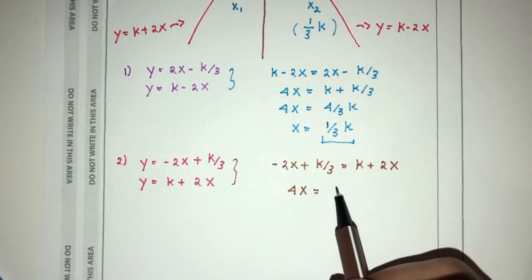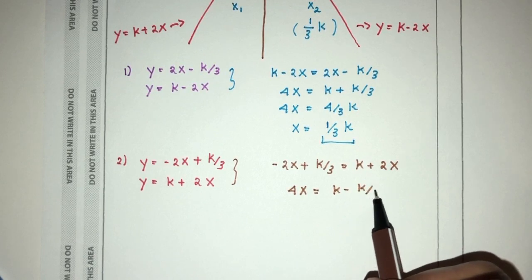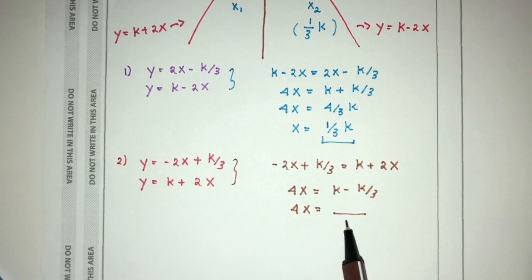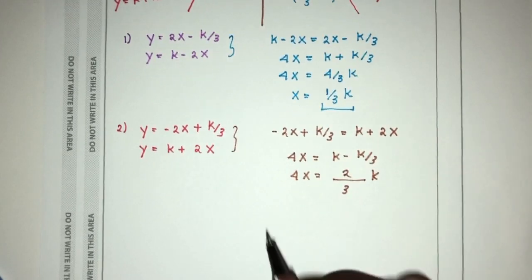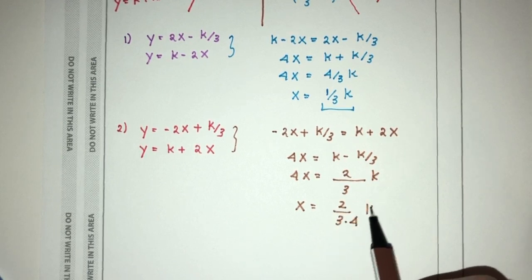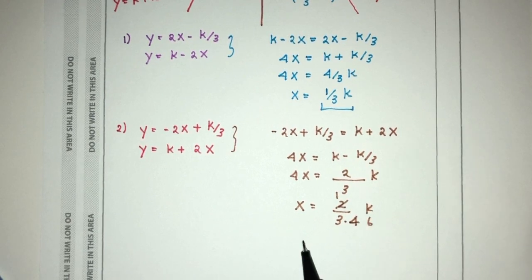So k minus this one. So k minus k over 3. That will be base of 3. That will be 3 minus 1. That will be 2k. Right. So kx will be 2, 3 divided by 4k. That will be what? 6. Sorry, it becomes 6. x will become k over 6.